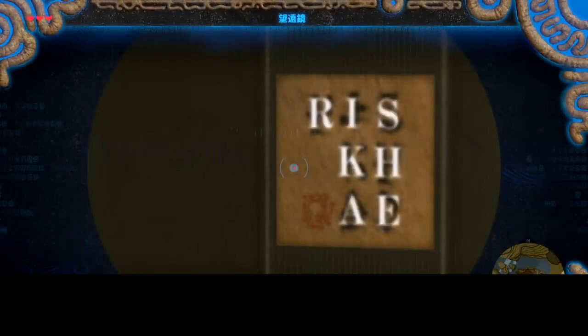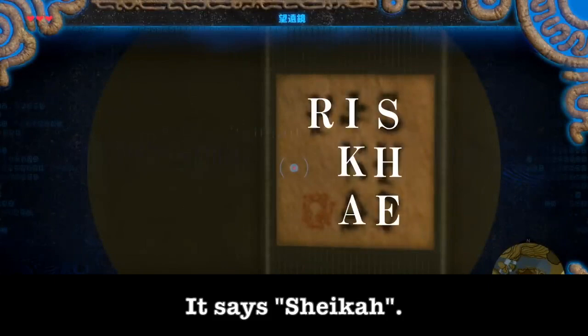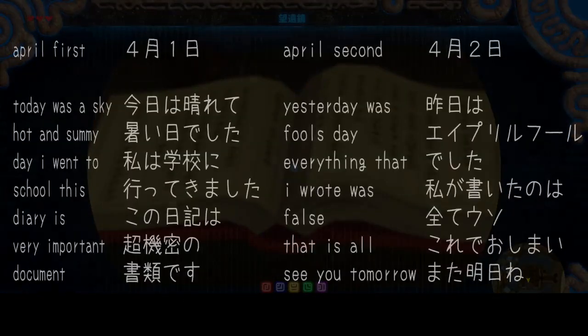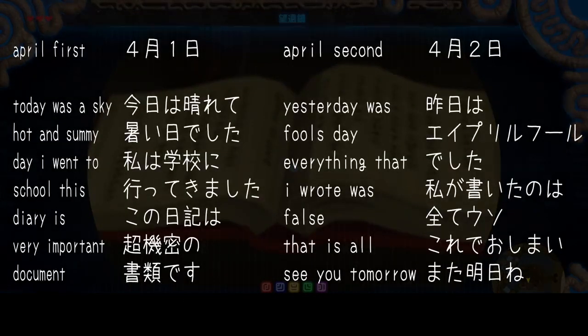As a test, I read the hanging scroll of Kakariko Village, and found that it says, Sheikah. The contents of Paya's diary can be translated thus. The content is a lie written in honor of April Fool's Day, but it is surprising that the game was created with such attention to detail.